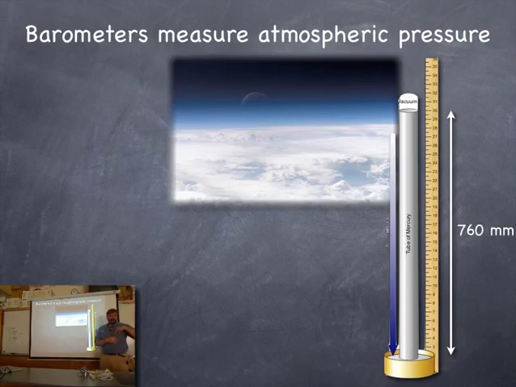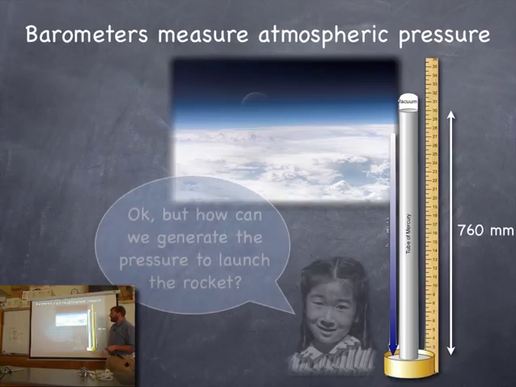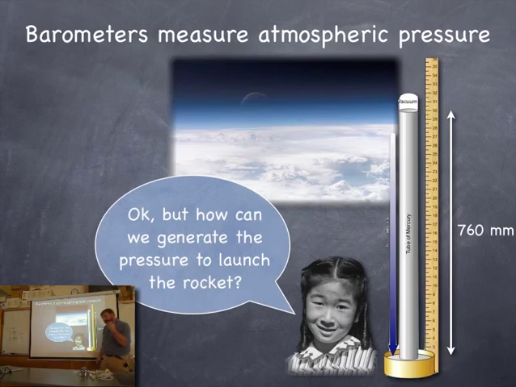Okay? So atmospheric pressure can be measured using a barometer. That's where the 760 millimeters of mercury comes from, that's normal atmospheric pressure. We'll measure a column that high. Now we get to the heart of the matter.